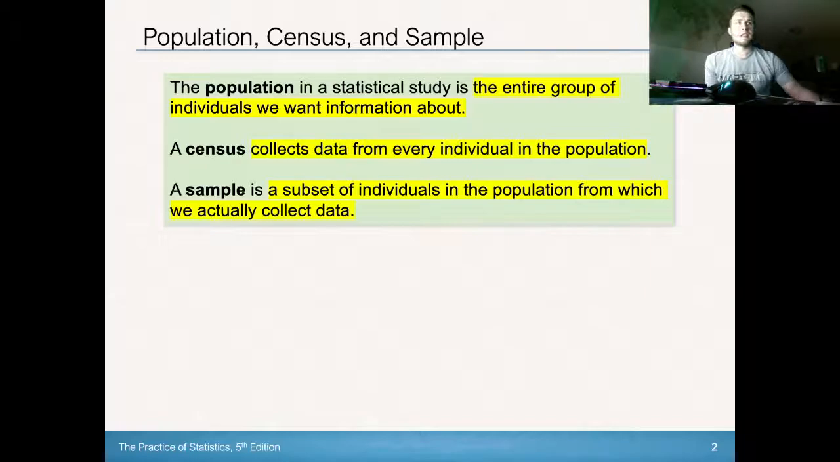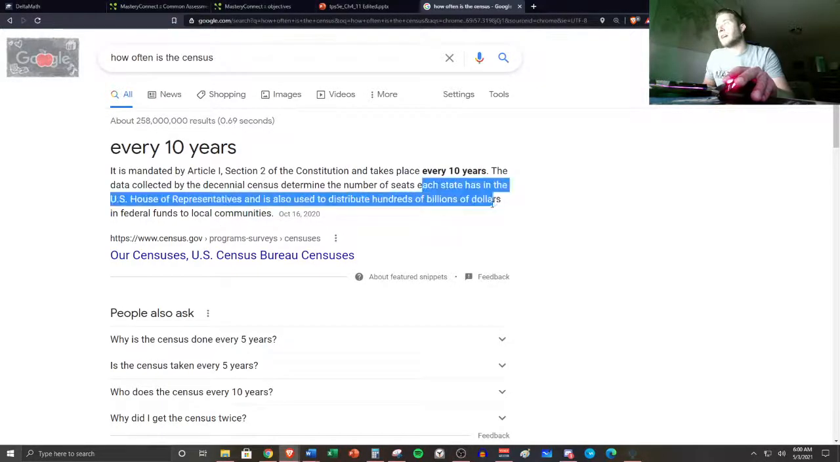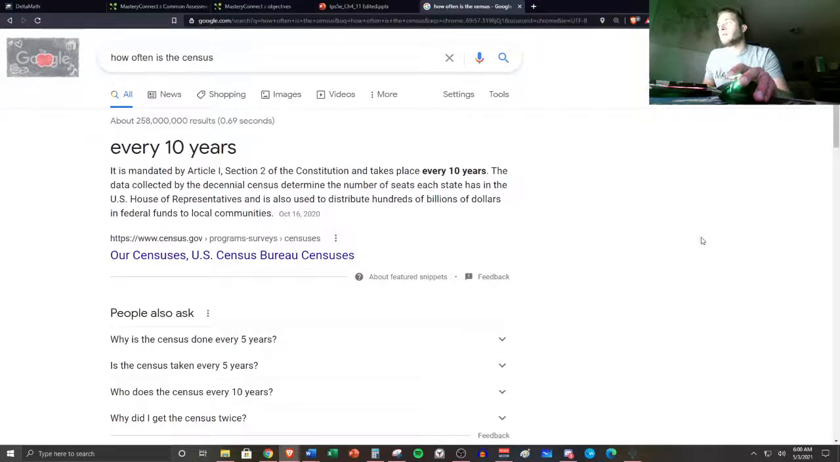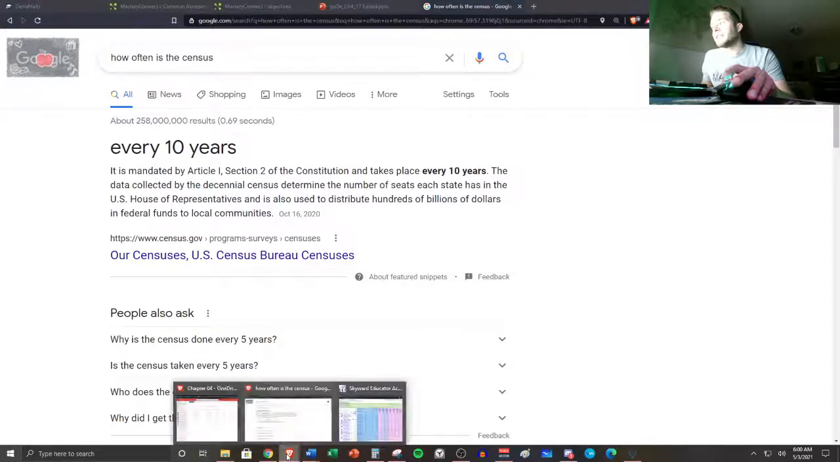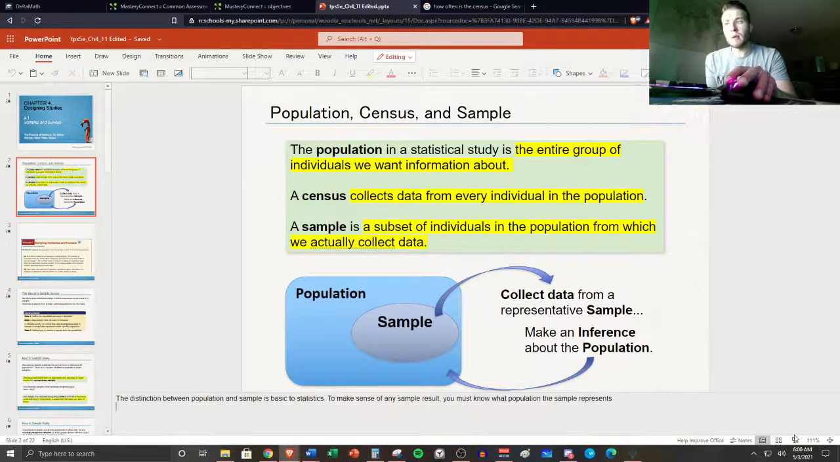I believe the census is every 10 years in America. Let me double check. Yeah, a quick Google. Every 10 years it is mandated by Article 1, Section 2 of the Constitution. The data collected by the decennial census determines the number of seats each state has in the U.S. House of Representatives. It's also used to distribute hundreds of billions of dollars in federal funds to local communities. So it's super important that we have that census. I believe the first census was back with the Romans, back when they used to do that.